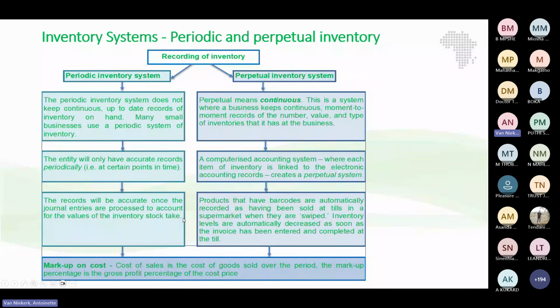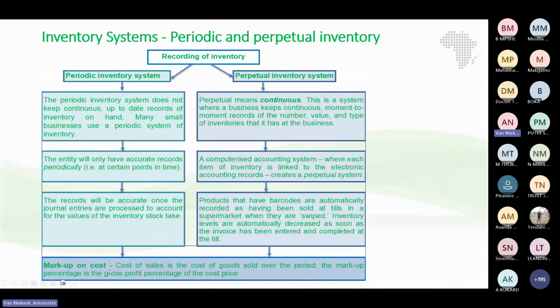Now under your perpetual inventory system, products that have barcodes are automatically recorded as having been sold at tills in a supermarket when they are swiped. Inventory levels are automatically decreased as soon as the invoice has been entered and completed at the till.